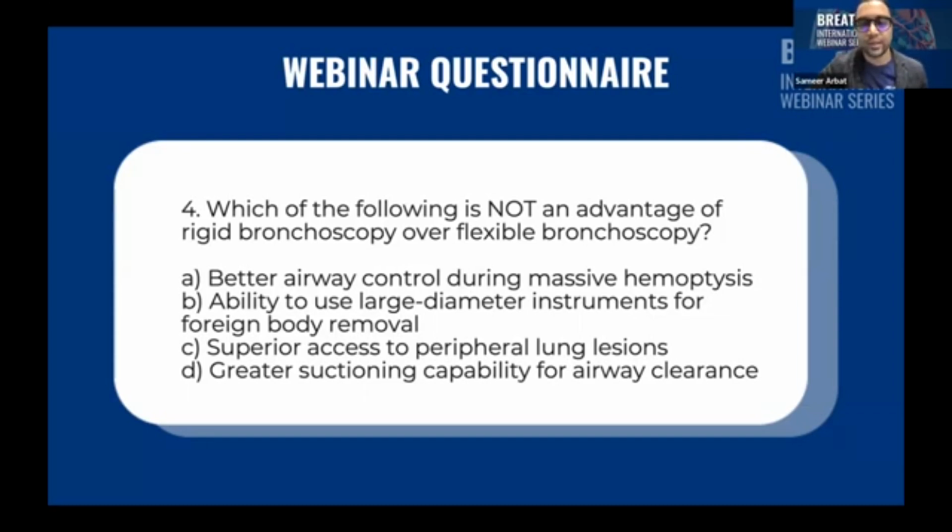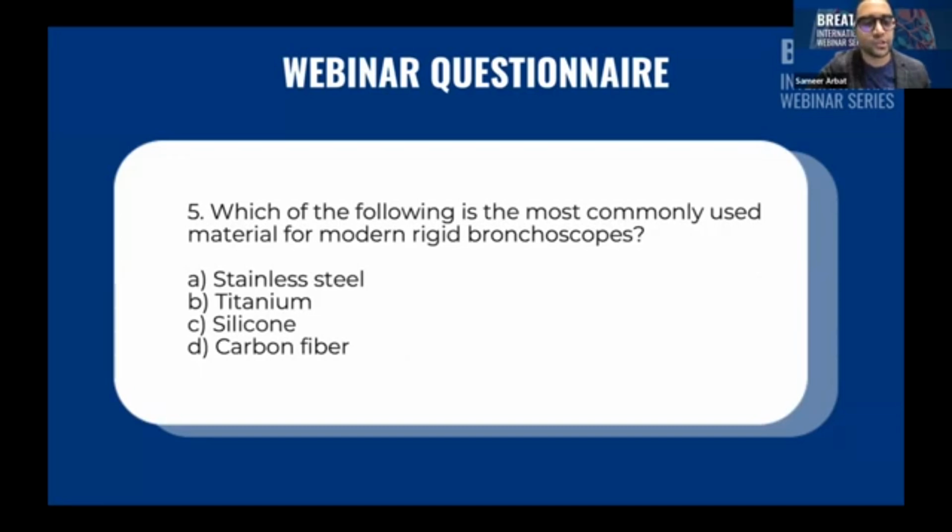I request the technical team to get the voting pads live for question number 5. This is our last question. So which of the following is the most commonly used material for modern rigid bronchoscopes? Is it A, stainless steel, B, titanium, C, silicon, or D, carbon fiber?